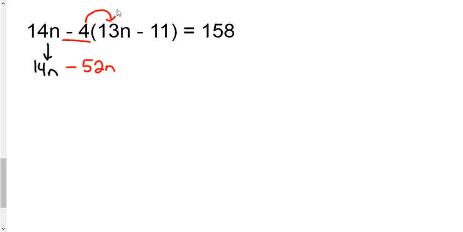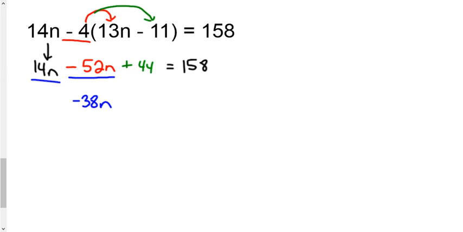Then we come back and we say negative 4 times negative 11 is positive 44. So I'm going to write plus 44. Got us out of those parentheses. Pull down the equal sign and the 158, and now we just combine like terms and solve. 14n minus 52n is negative 38n. There's nothing to combine the 44 with.